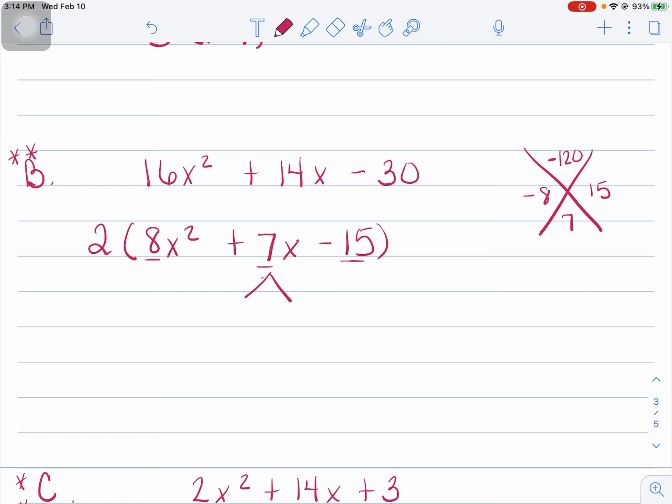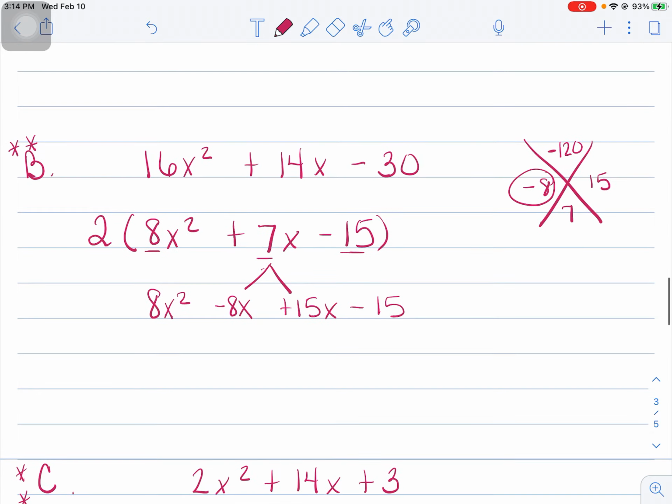So now what I've done is I've found 2 factors that will split up 7, and I'm going to rewrite this in terms of grouping. So 8x squared, and I'm going to put my negative 8 first, negative 8x plus 15x minus 15. My 2's just hanging out over here. He's just watching. We've got to deal with him in a minute.